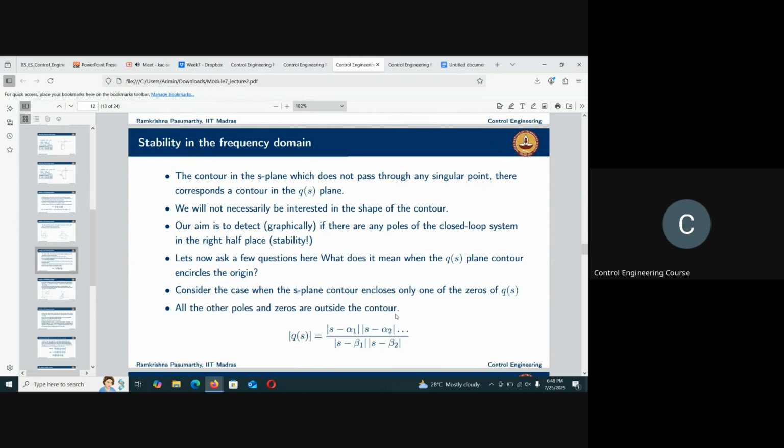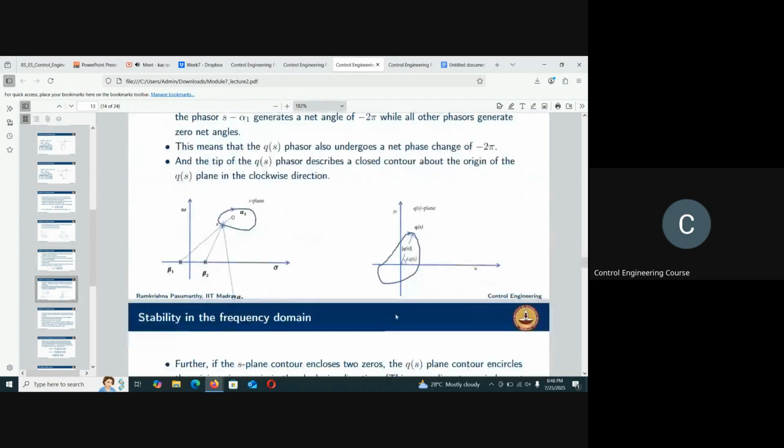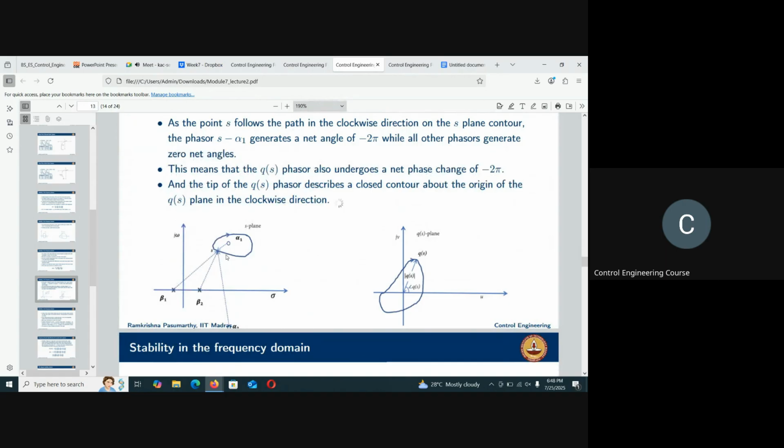Now, we are not exactly interested in the exact shape of the contour. We are interested in detecting poles, right? Whether there are poles in the right of the complex plane. Okay. Now, let's ask this question. Let's say you have a point S in the S plane. Okay. You see the diagram here? I'll zoom. This is a very important diagram. I'll charge my laptop. Just a moment.